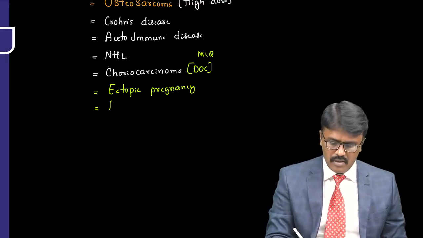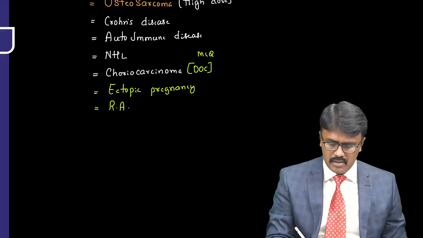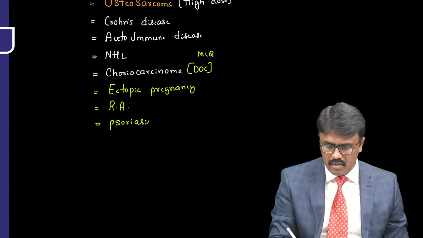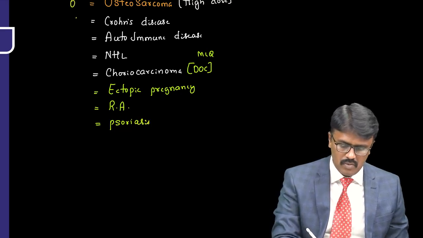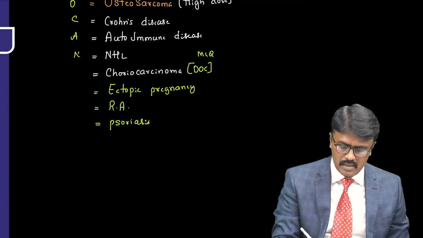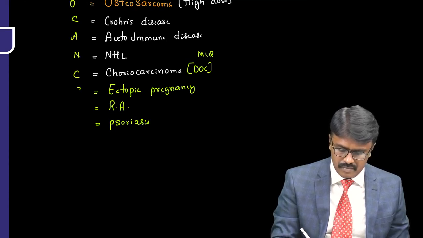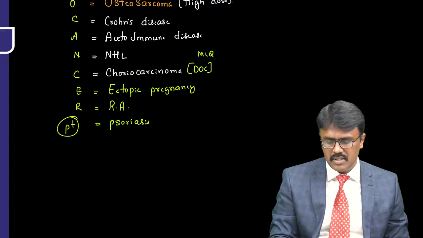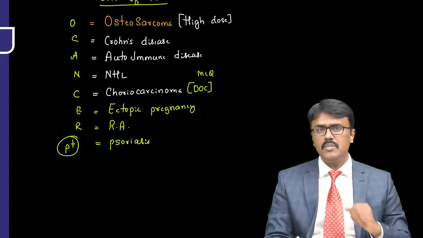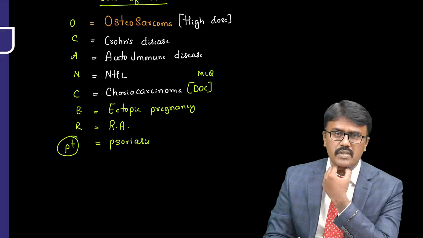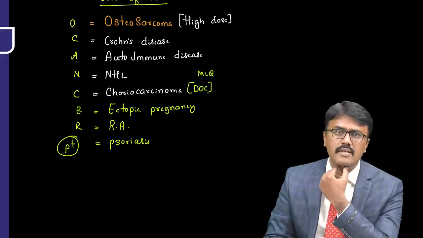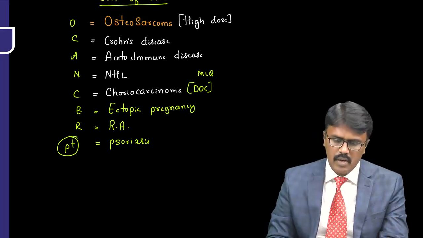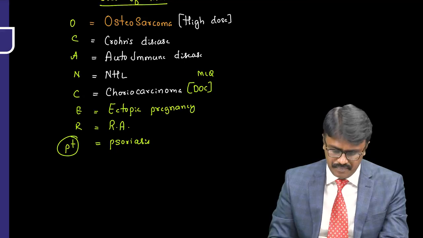The autoimmune disorder is rheumatoid arthritis. It is also used in psoriasis. So you can remember by the mnemonic O cancer patient. O cancer patient is the mnemonic to understand the uses of methotrexate. So it is an immunosuppressant, it's an anti-cancer, and it has anti-inflammatory property. So very, very important. O cancer patient is the mnemonic.